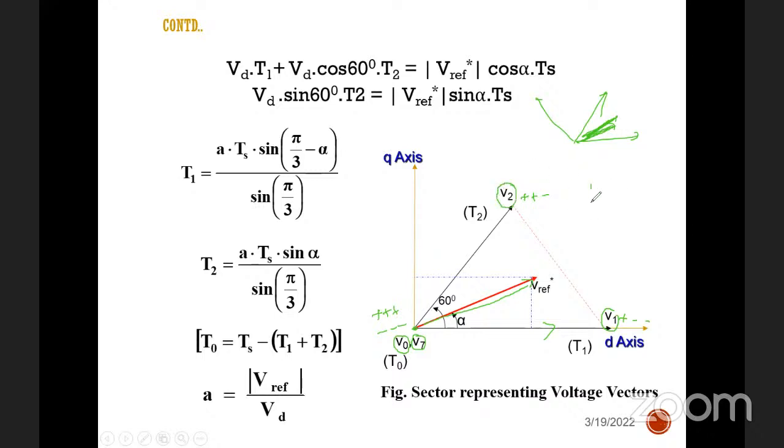For example, I have an object here. I am applying a force F1 in this direction. Where will it move? It will move in this direction. Also, I am applying a force F2 here at an angle of 60 degrees. So this force is acting in this way and this force is acting in this way, and both forces have the same magnitude. So where will this object move? This angle is 60 degrees.